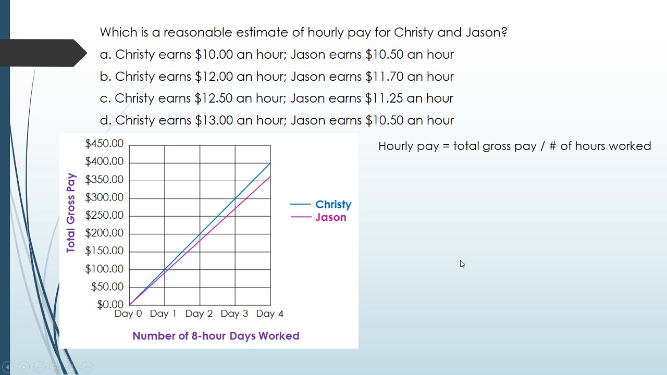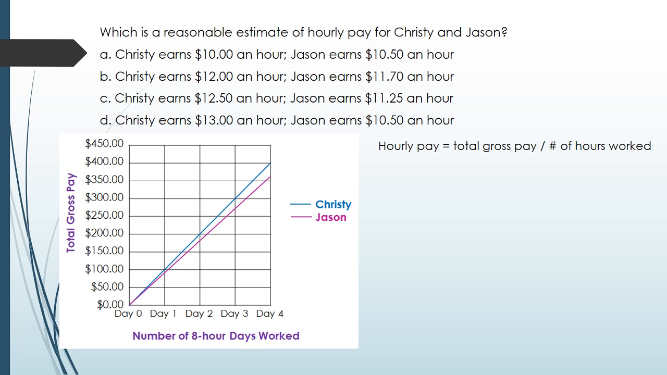This recording will go over Lesson 1, Question 2 of the Business Math A study guide. So here's the question. Which is a reasonable estimate of hourly pay for Christy and Jason? So you're given a graph, multiple choice answer. We're going to go ahead and figure out what is an approximate. Alright, it did say an estimate, so don't worry about getting exact numbers.